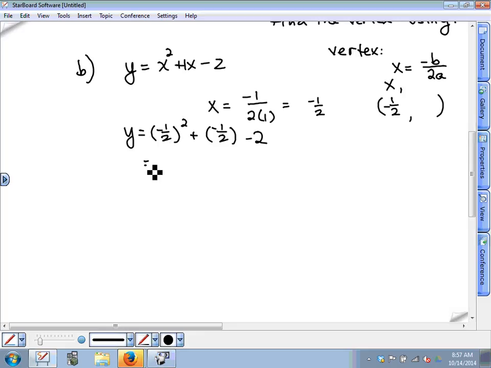Negative 1/2 squared. What did you say? Positive 1/4, right? Is that what you said? All right, positive 1/4, good. Plus negative 1/2 minus 2. Don't you just love fractions? I love them. Now what? Dang it, we're stuck, right?